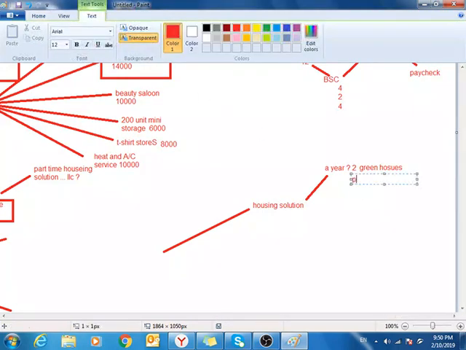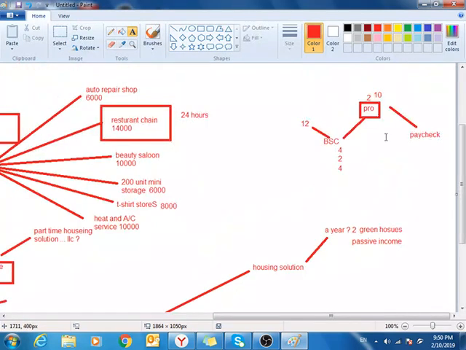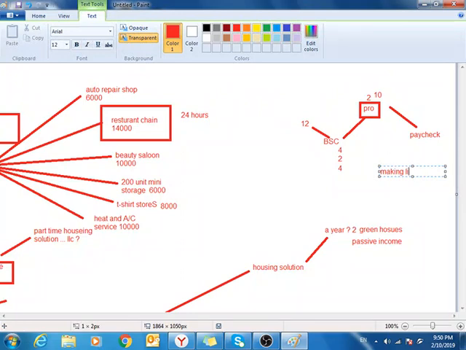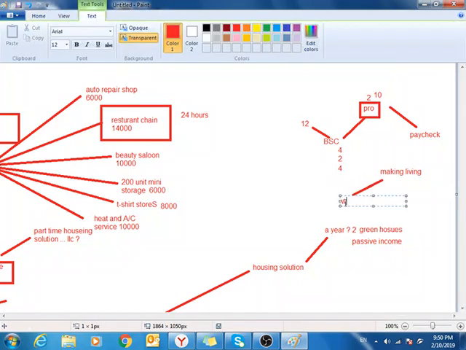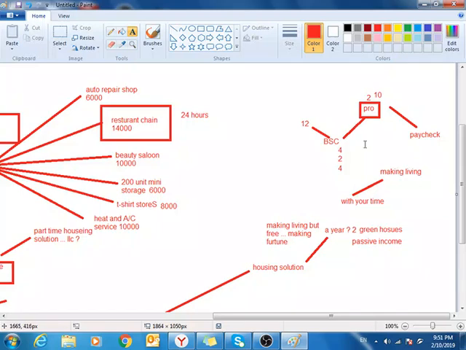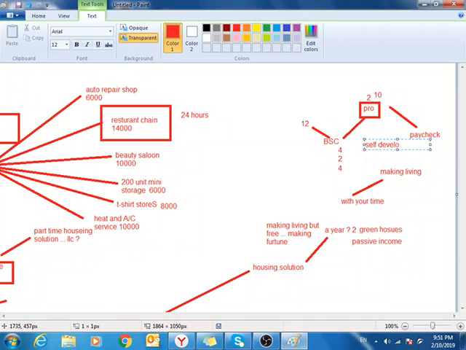And this was passive income. Here you make money, making a living with your time. And here making a living also, but free. And sure, at some point you are going to make a fortune, and usually making a fortune is by self-development.